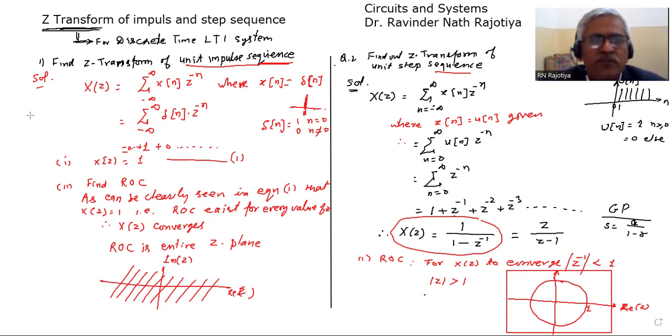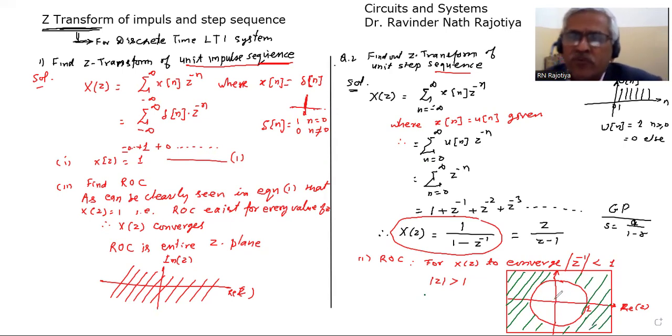Now if you write this down, draw the right ROC. The ROC will be the plane for z greater than 1. So for z greater than 1, this will be my ROC. It should be very clearly known. Let me repeat it again.